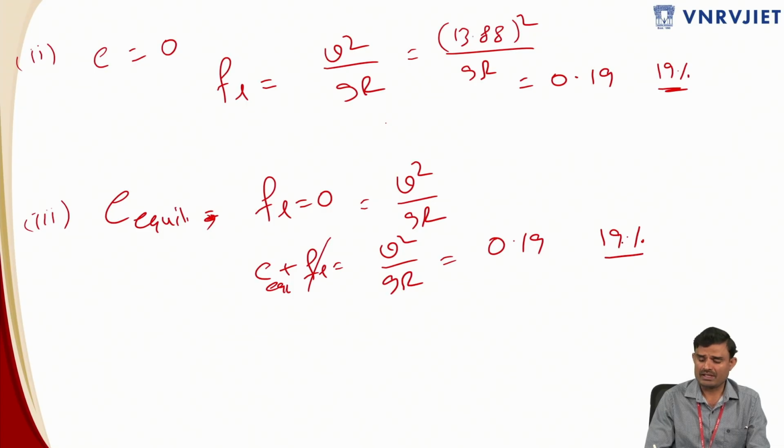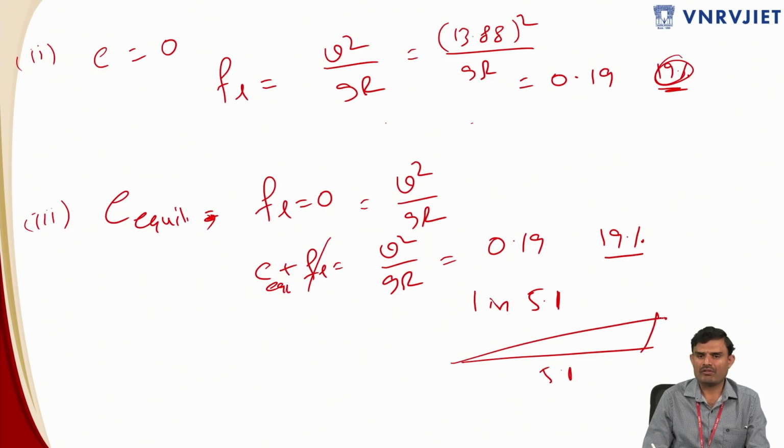So this is superelevation 19%, but this is not a percentage superelevation here because this is only the lateral coefficient of friction. So 19% means 1 in 5.1. Because this is a superelevation, in 5.1 meters itself you are going to have a rise of 1 meter. So this is superelevation 19%, and this is lateral coefficient of friction 0.19.